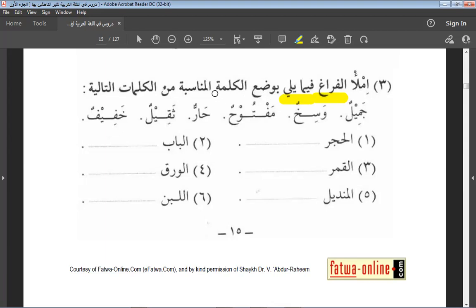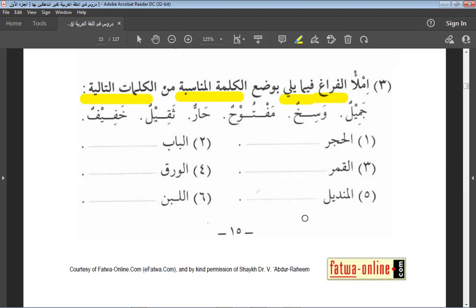He says بوضع الكلمات المناسبة من الكلمات التالية. الكلمات المناسبة, the appropriate words. املا الفراغ, fill the empty spaces, فيما يلي, in the following, بوضع, by putting الكلمة المناسبة, the appropriate word, من الكلمات التالية, among the following words. And the words are جميل, وسخ dirty, مفتوح opened, حار hot, ثقيل heavy, خفيف light.